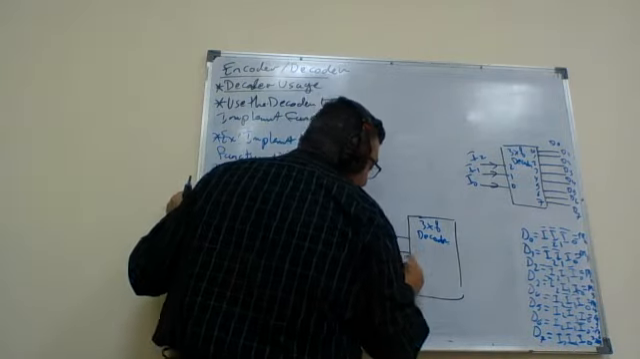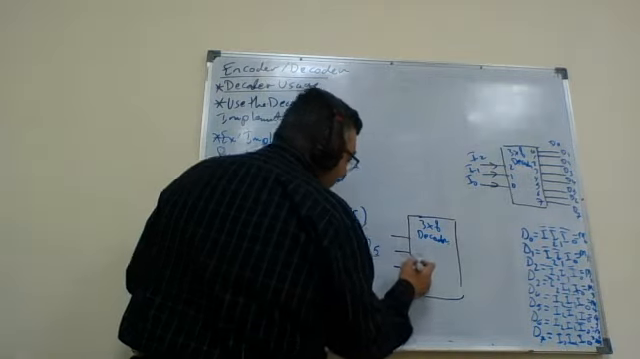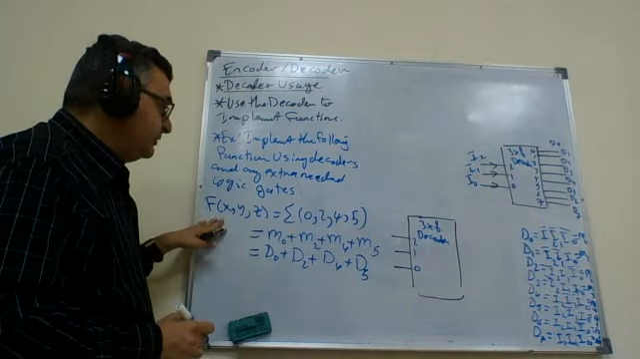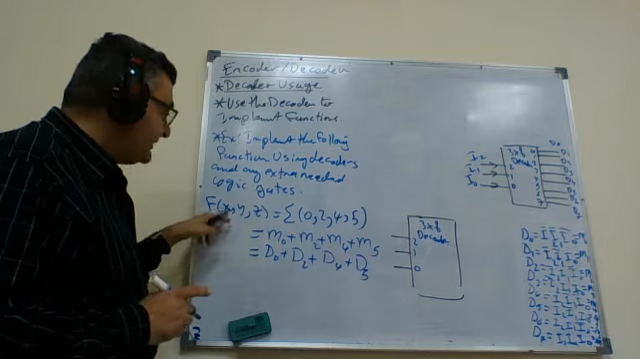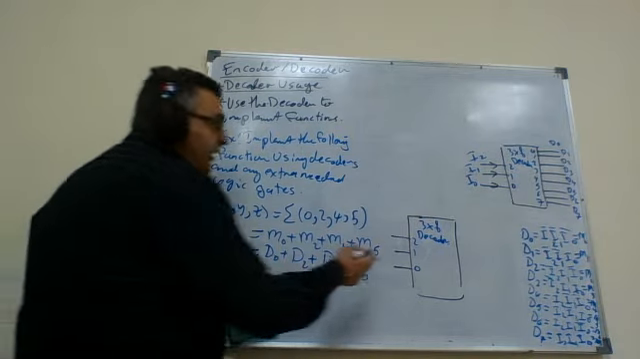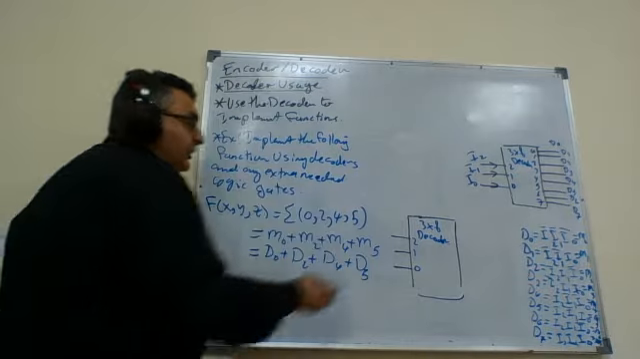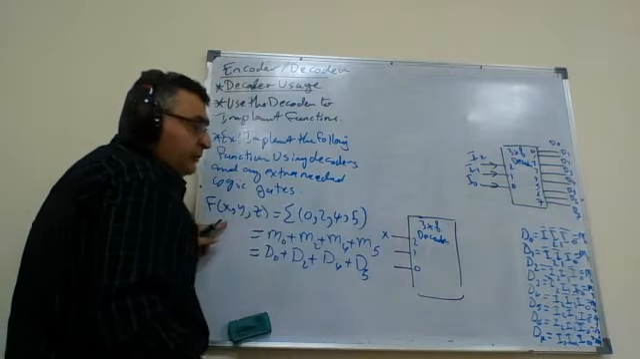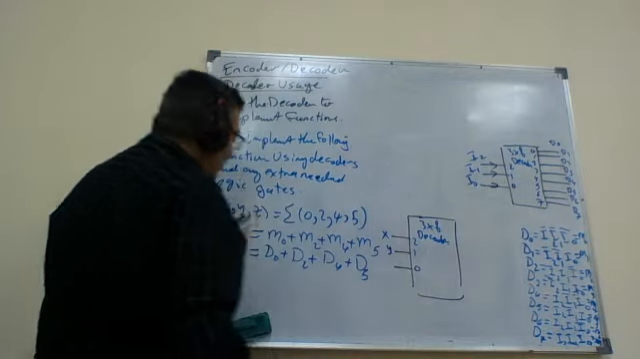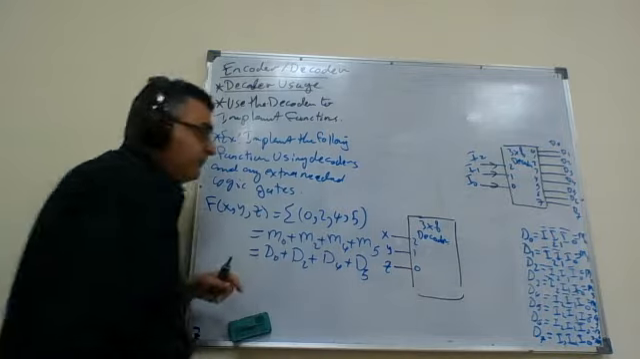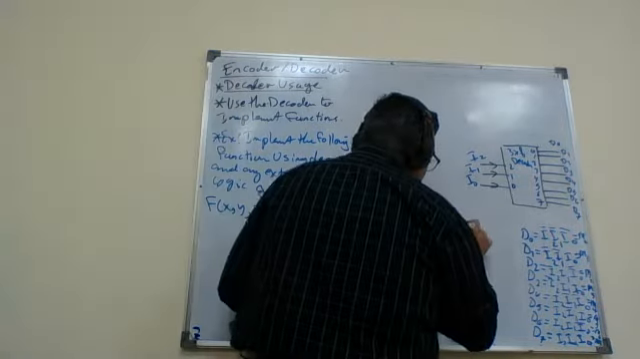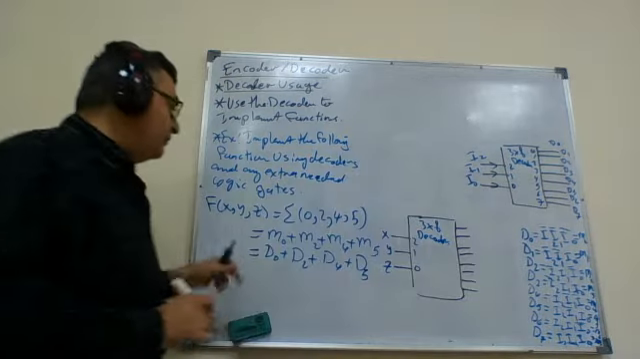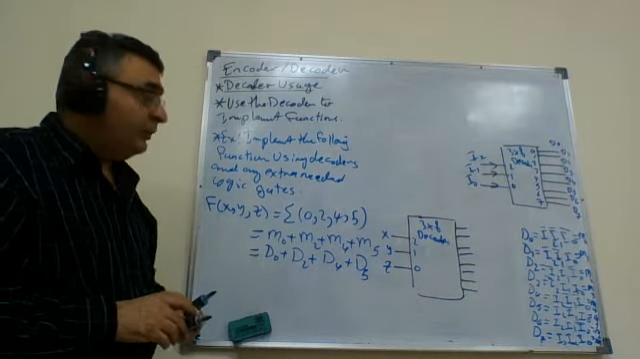Step number 2, I have to connect the inputs of the decoder to the inputs of the function in order. X represents the most significant input. What is the most significant input here? It is I2. So X should be connected to input 2, Y to input 1, and Z to input 0. Automatically the decoder will give me all the 8 min terms, M0 to M7, of X, Y, and Z.